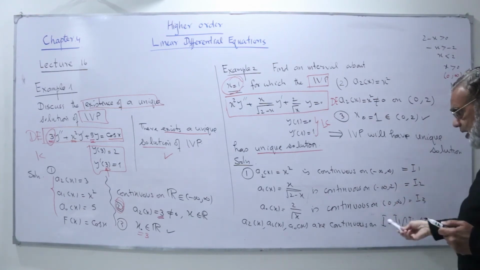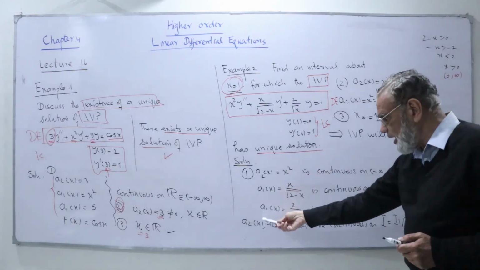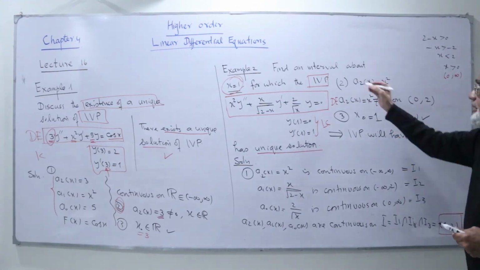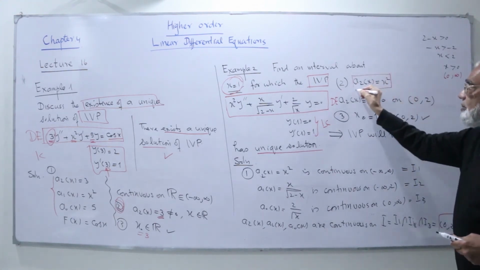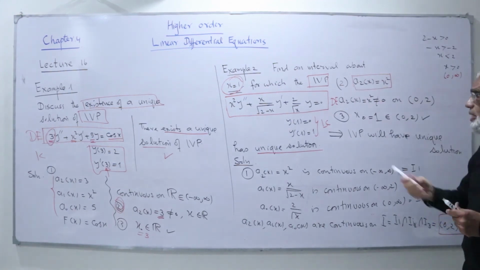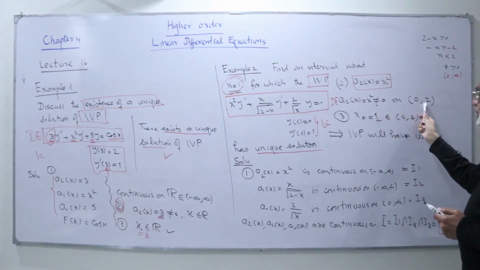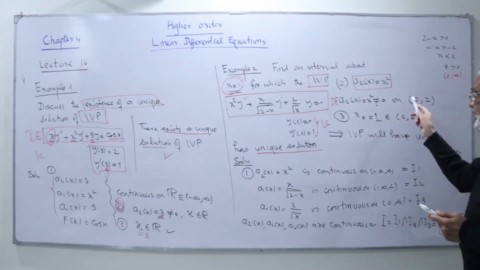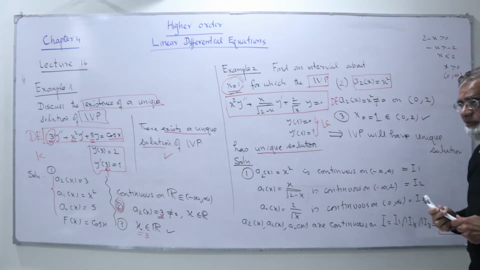Then we ask: a2 of x, a1 of x, a0 of x are continuous on which interval? The intersection of these three, I1 intersection I2 intersection I3, is equal to 0 to 2. This is my interval on which these are continuous. Now we check the next condition: a2 of x, equal to x squared, must not be equal to 0 in this interval. We take any value of x here, and no value of x makes it 0. If there was 0 here, then it would become 0, but the interval is open, so 0 is not part of the interval.